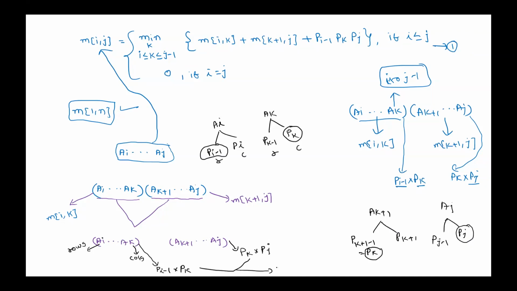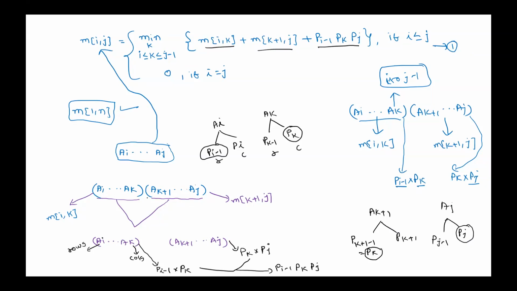How many multiplications are required? p(i-1) p(k) p(j). So therefore, what is the total number of multiplications? For Ai to Ak, it is m of i,k. That is what we have got. For A(k+1) to Aj, this is m of k+1 comma j, plus p(i-1) p(k) p(j).